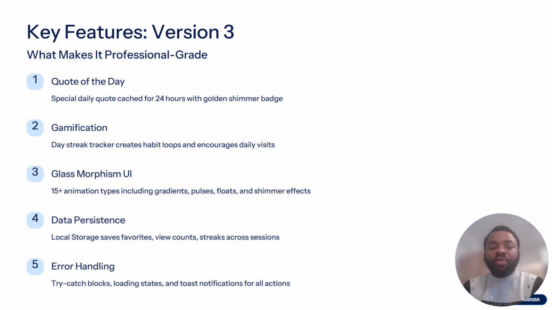And also we have a glassmorphism UI. There are 15 plus animation types, gradient, pulse, float, and shimmer effects. And data persistence uses local storage for saved favorites, view count, and streaks across sessions. So the more you visit the site, the more you save favorite codes, the more you view, and how you streak across sessions gives you data persistence to know the number of times you visited a particular place.